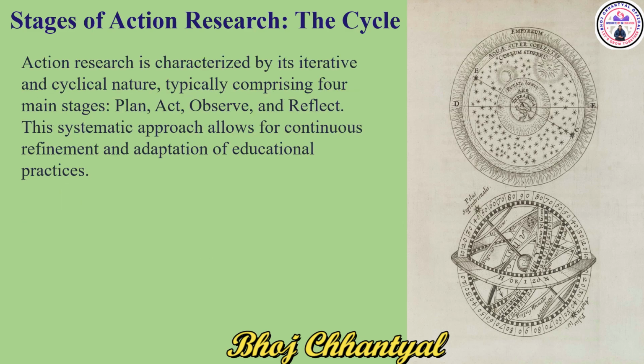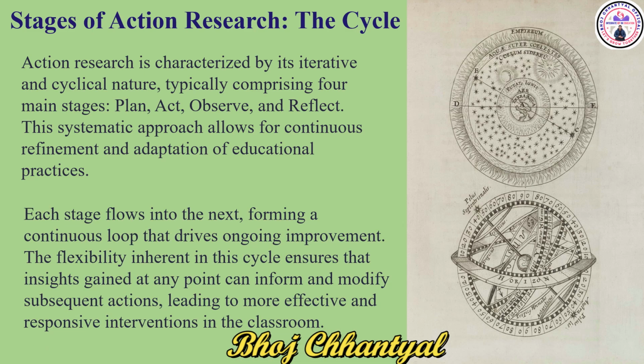Now, let's move to stages of action research, the cycle. Action research is characterized by its iterative and cyclical nature, typically comprising four main stages: plan, act, observe, and reflect. This systematic approach allows for continuous refinement and adaptation of educational practices. Each stage flows into the next, forming a continuous loop that drives ongoing improvement. The flexibility inherent in this cycle ensures that insights gained at any point can inform and modify subsequent actions, leading to more effective and responsive interventions in the classroom.